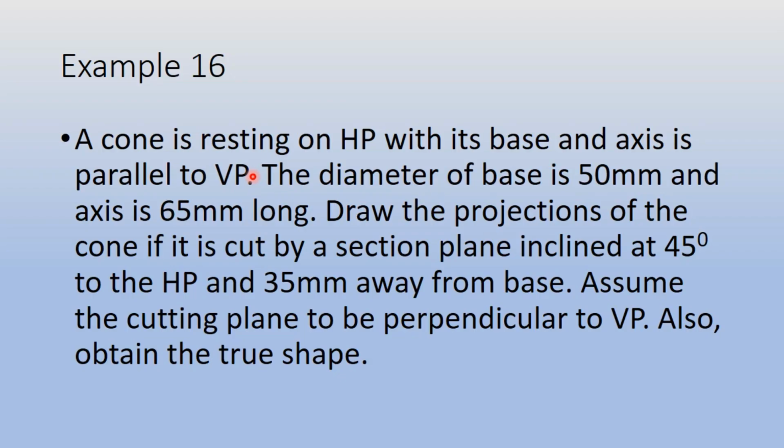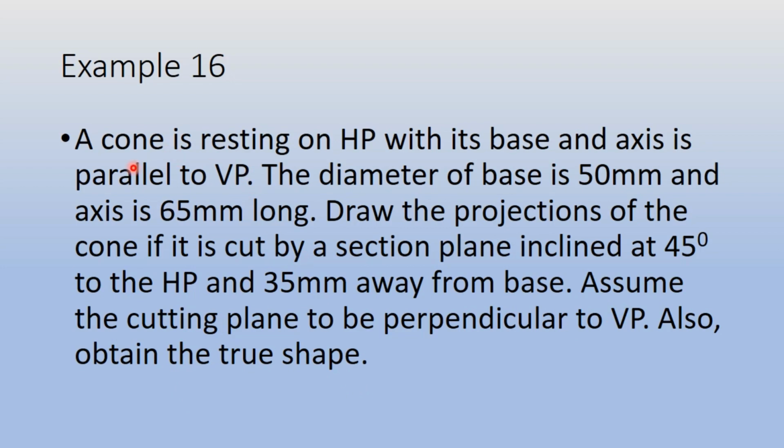Example 16. A cone is resting on HP with its base and axis parallel to VP. The diameter of base is 50 mm and axis is 65 mm long. Draw the projections of the cone if it is cut by a section plane inclined at 45 degrees to the HP and 35 mm away from base. Assume the cutting plane to be perpendicular to VP. Also obtain the true shape.